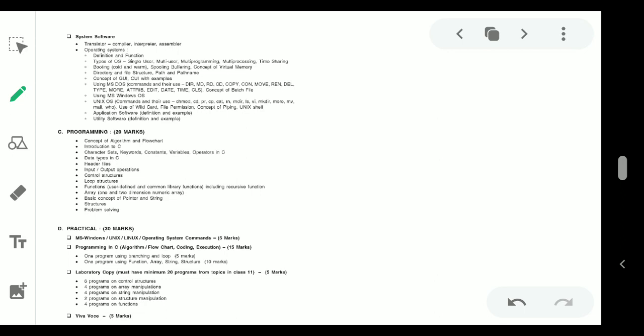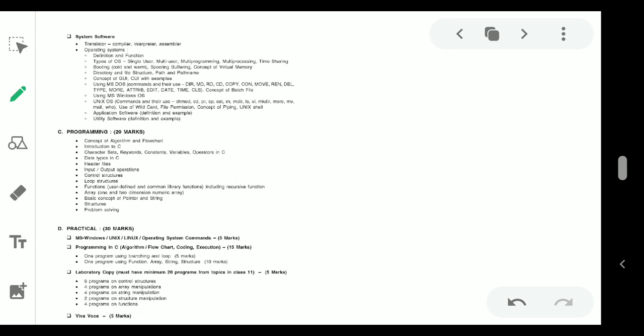Now come to the C programming part. Up to that point the syllabus is the same for computer application and computer science, but C programming is only in the syllabus of class 11 computer science. It carries 20 marks. It is a very important chapter because it is, you can say, the basic step of learning programming.